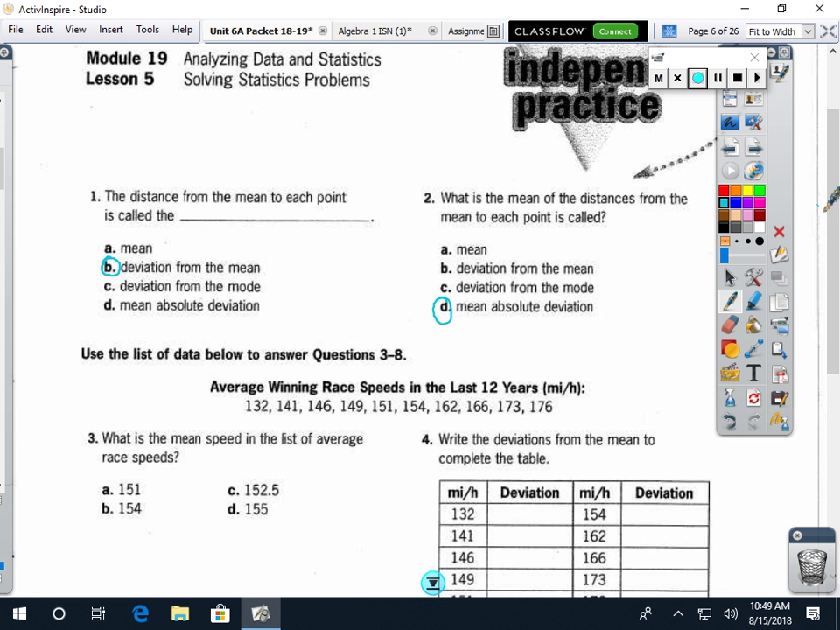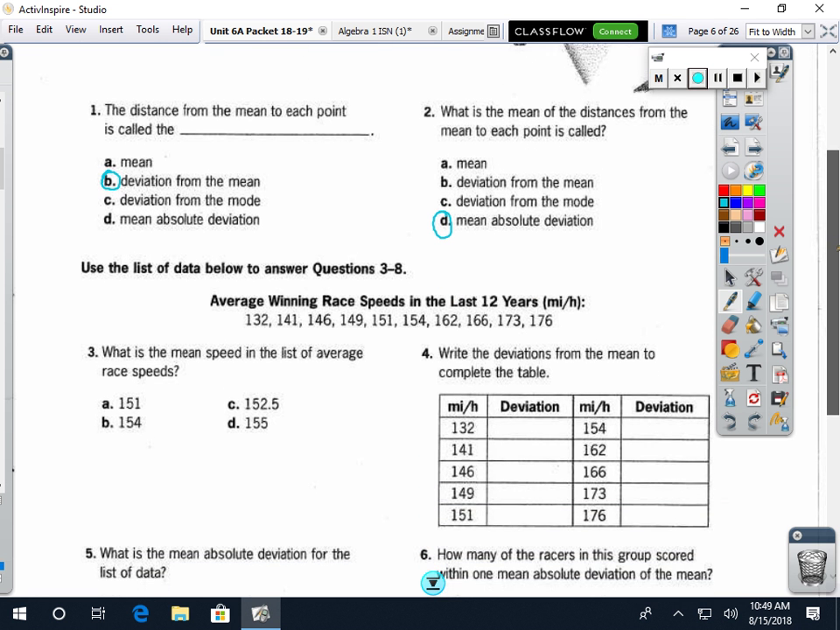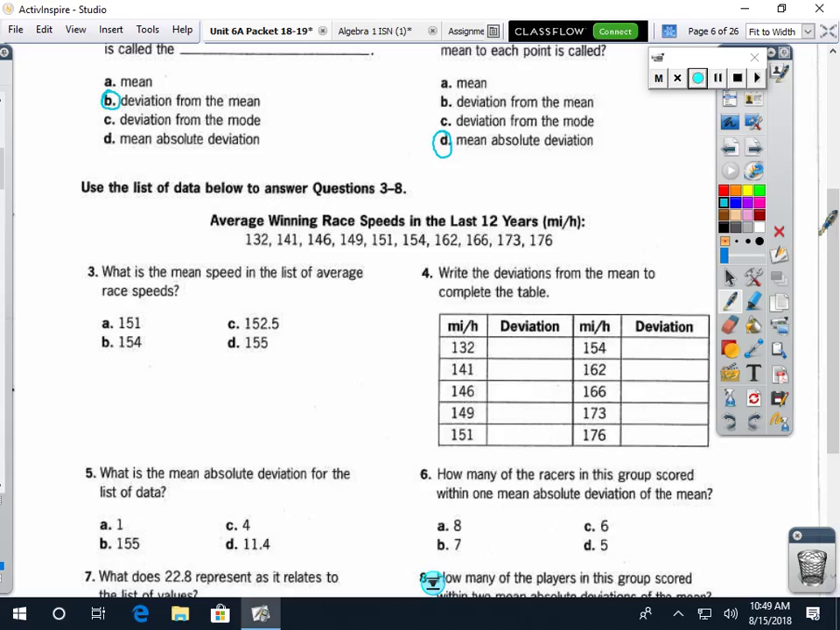Okay, now let's try a problem by calculating the MAD of it. The data here shows the average winning race speeds in the last 12 years. I'm not sure what race this is, but we'll just say in year 1, the average winning race speed was 132 miles per hour. In year 2, it was 141, and so on.